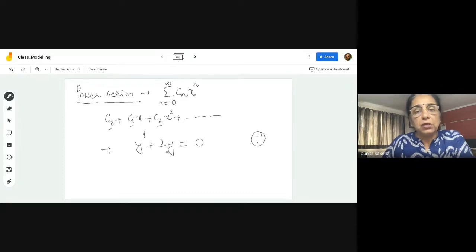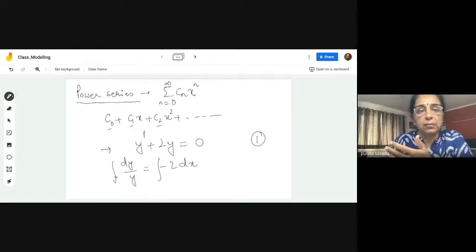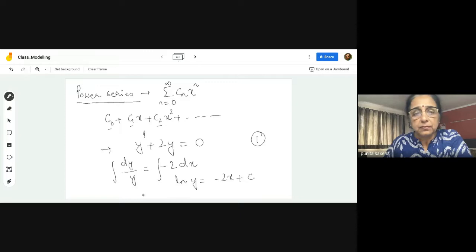Now, for this differential equation, I had asked you to solve it by the method because it's a first order equation with constant coefficients. So I think you people gave me that it's a variable separable form. So I think you can solve it by separating the variables. And we had seen that the solution turns out to be something like this. Am I right? Yes, ma'am.